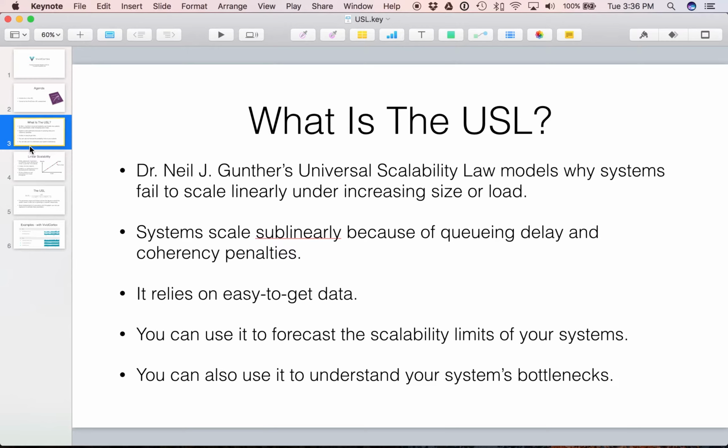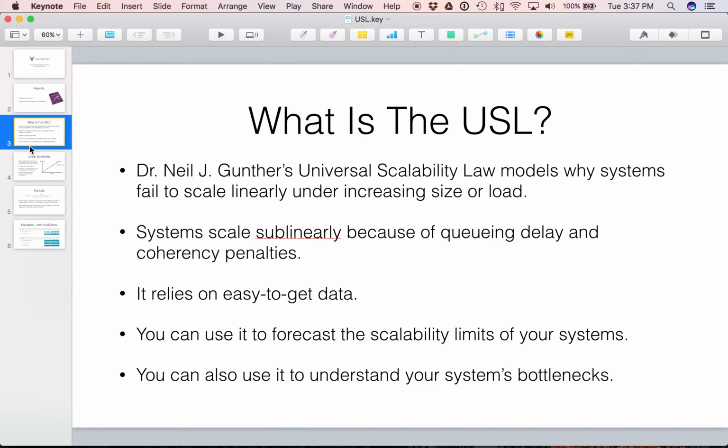Systems don't scale linearly because there are increasing costs of operation, costs of overhead as the systems scale, and those begin to penalize the amount of work that the system can do. The Universal Scalability Law is a function that models that, and you can feed it with some relatively easy to get data. In fact, that's data that VividCortex and many other types of systems capture.